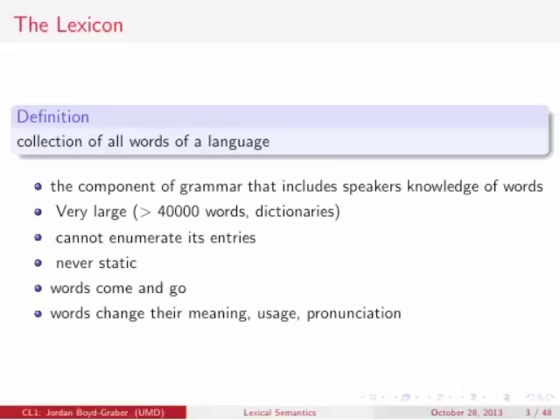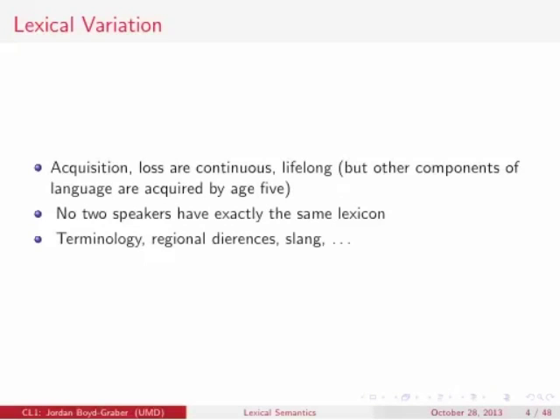So the lexicon is this concept of all of the words in a language. And of course it's very large, and in fact it's not even enumerable, because it's never static and words come and go. And also words change their meaning over time. And even for an individual person, the lexicon isn't static or really well defined, because you learn new words, and sometimes you change your lexicon as you move to a different region and adopt that dialect or slang.